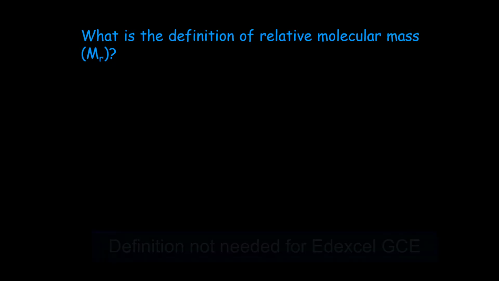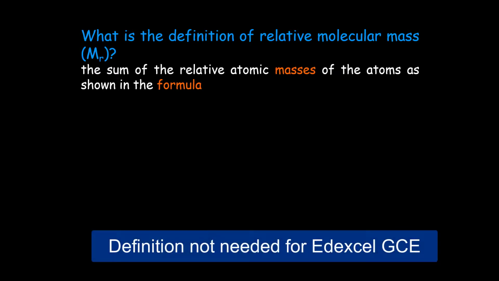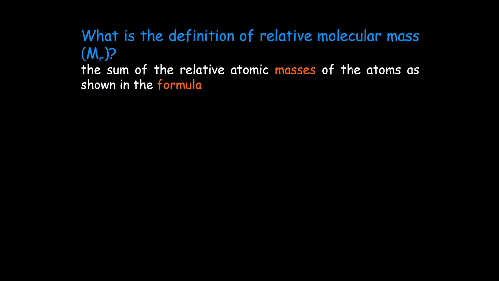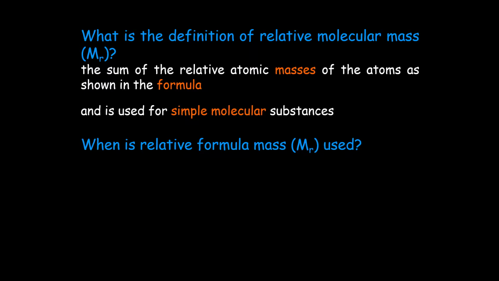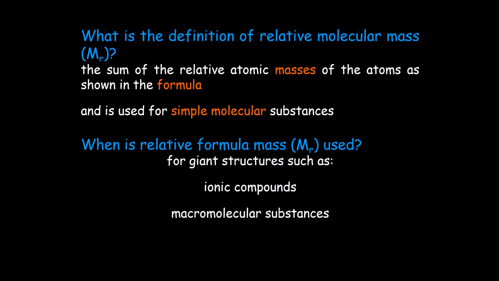Relative molecular mass is the sum of the relative atomic masses of the atoms as shown in the formula, and is used for simple molecular substances. Now relative formula mass, also given the symbol M subscript R, is used for giant structures such as ionic compounds, macromolecular substances, and metals.